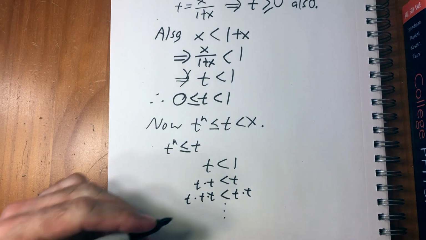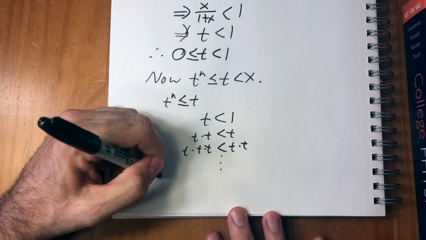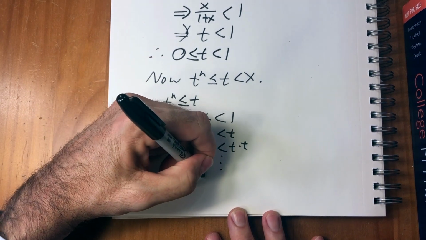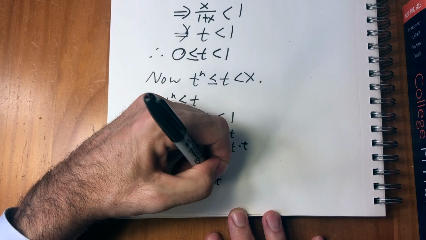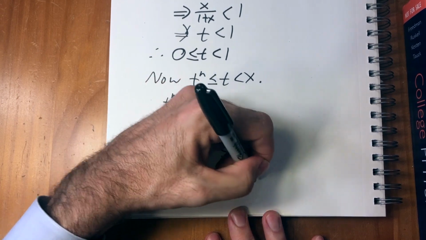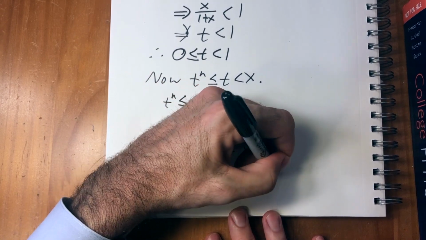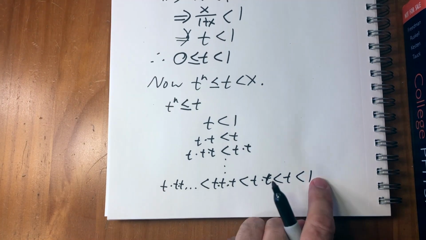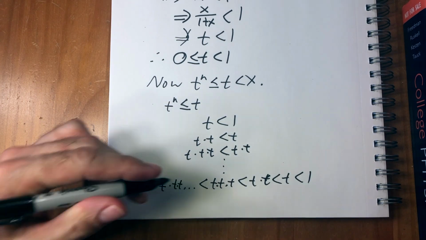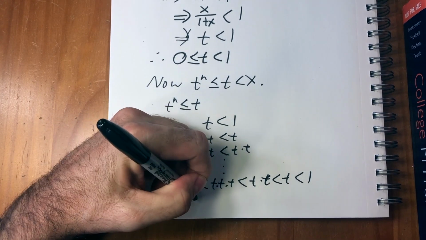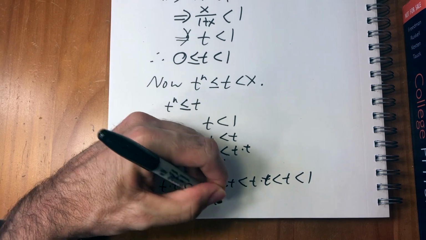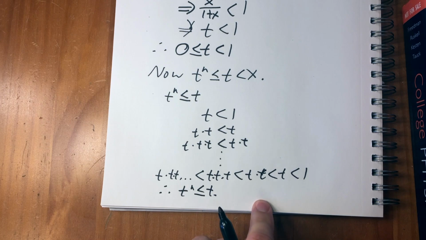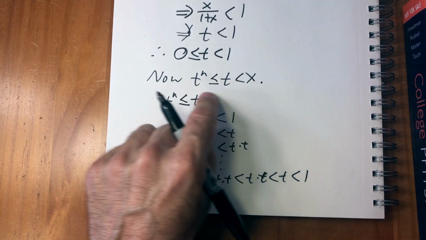So if you put all these in order, we have that t times t times t, and so on, is less than t times t times t, is less than t times t, is less than t, is less than 1, right? So every power of t, if t is less than 1, then every power of t is going to be even less than that. Therefore, t to the n is less than or equal to t. So now we still have to show that t is less than x, and then we'll have finished.